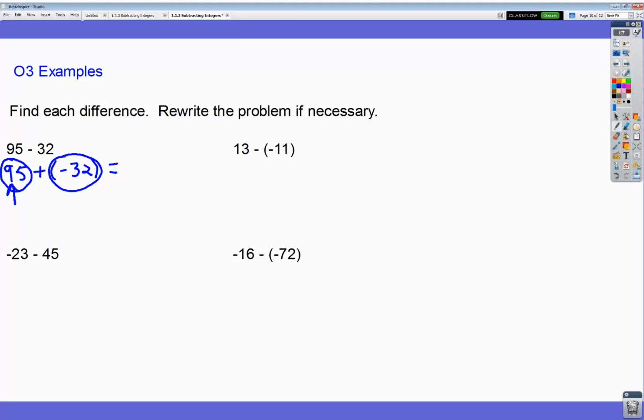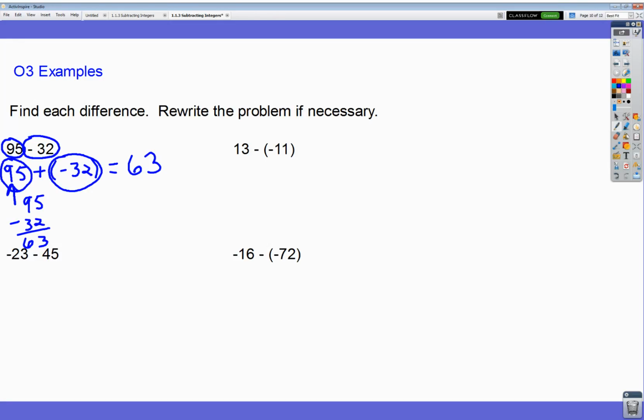So I'm just going to go off here to the side and do 95 minus 32. 5 minus 2 is 3. 9 minus 3 is 6. So my answer is 63. Now, it's not necessary to always rewrite it. You could circle this number, and then you can circle up here. You have to make sure you always circle every sign to the left of the number.